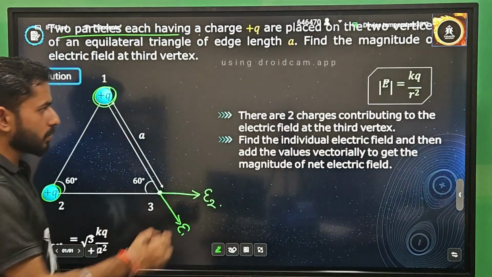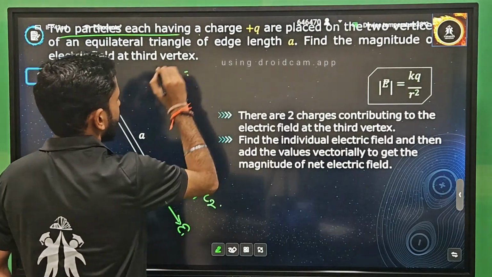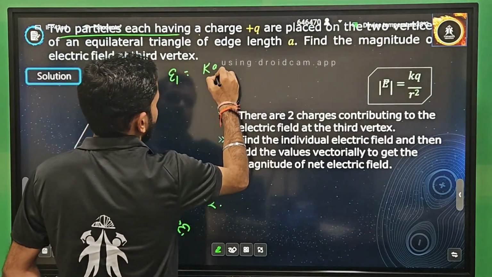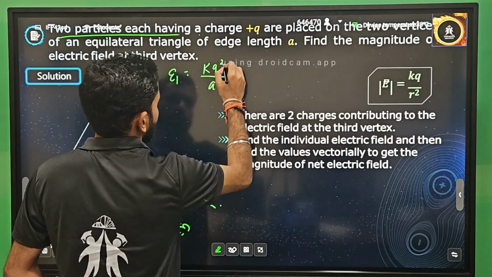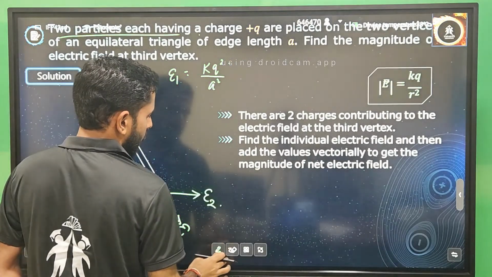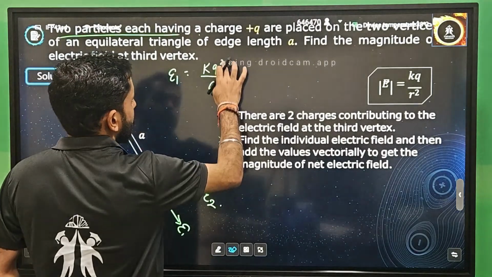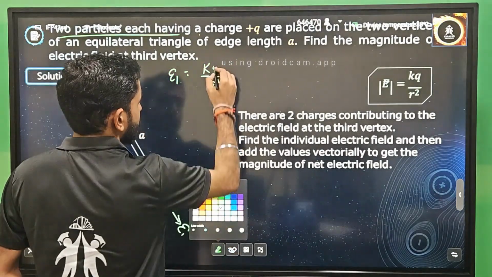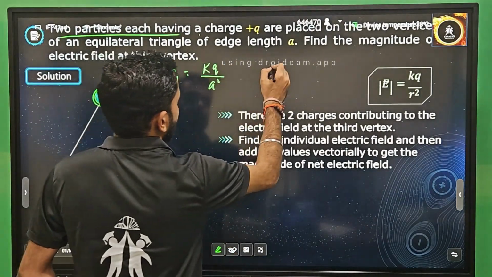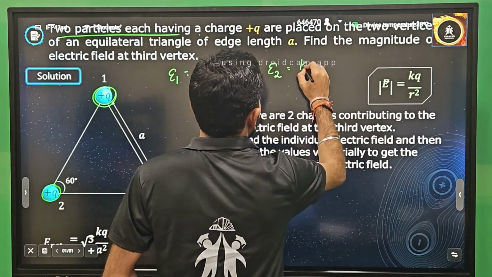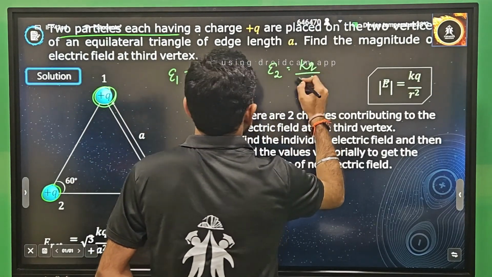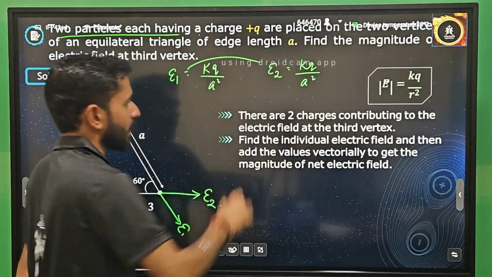Now let's write the magnitudes also. What is the electric field due to 1? You will write kq divided by, what is the distance between them? a square. Sorry, not q square, q square is the force. So E1 is kq divided by a square. E2 you will write kq divided by a square, because the magnitudes are the same. So can you say E1 and E2 are equal?